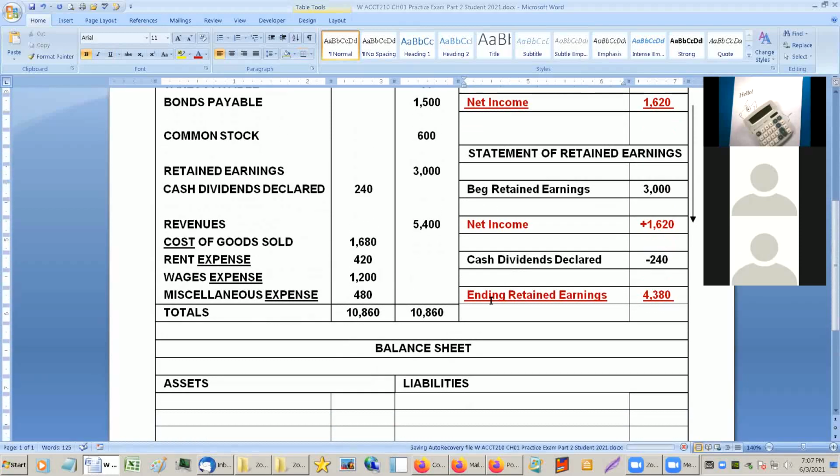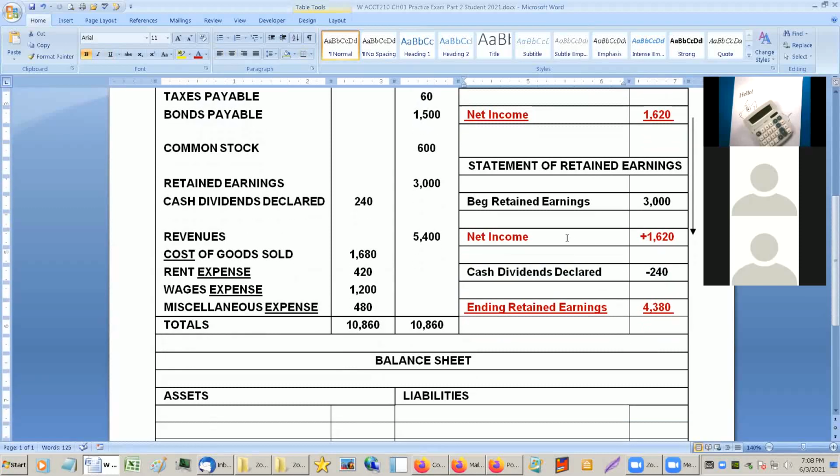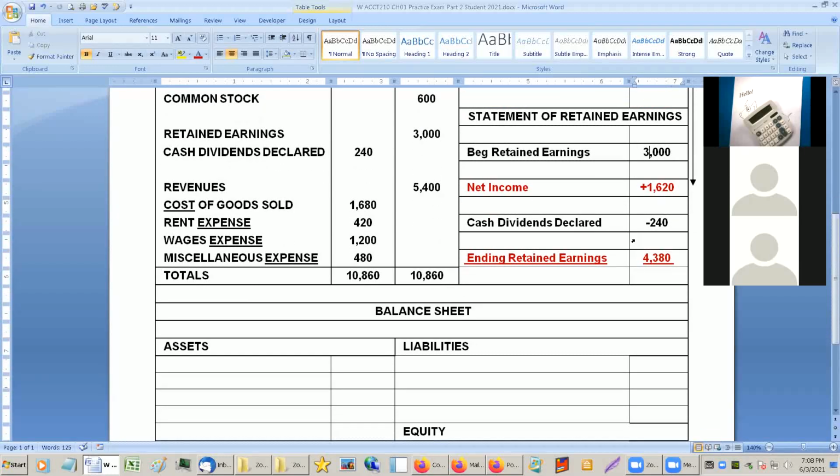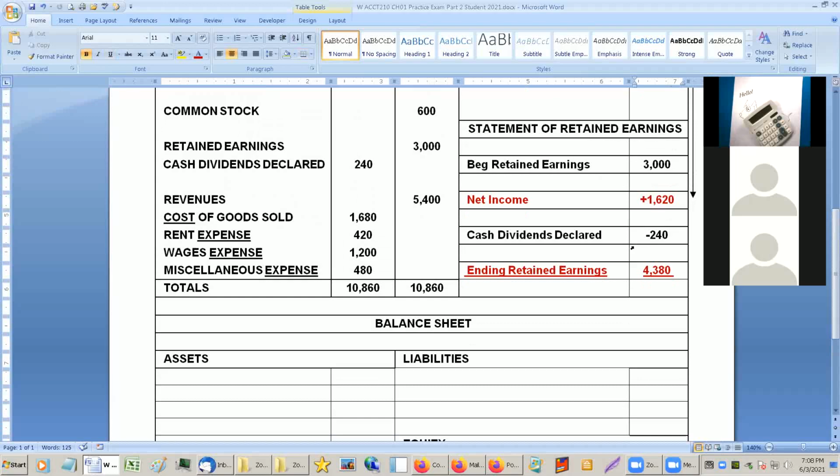Okay, so that is how much the owners have in their piggy bank. And again, they get paid out of their piggy bank. If their piggy bank's empty, they can't get in. They can't get paid. In this case, it's not a problem because they still have more than $4,000, and so they can cover this $240 dividend.